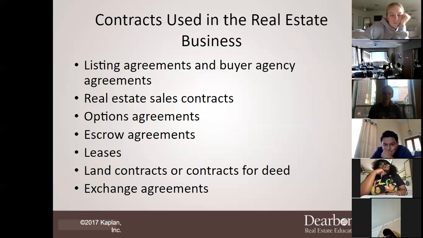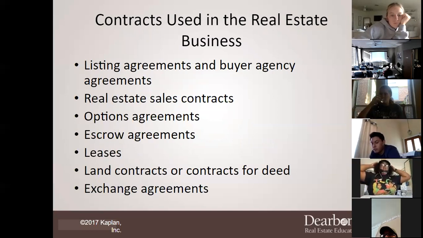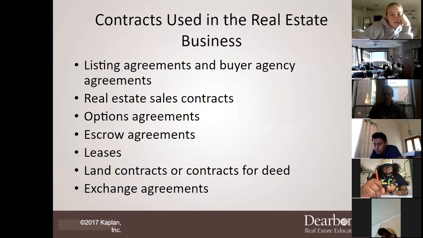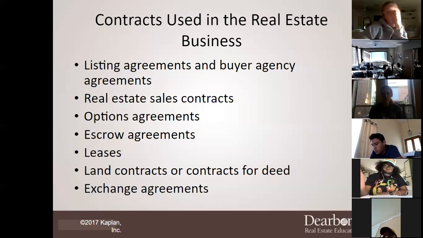Contracts used in the real estate business. Now we're getting into the fun stuff. There can be a listing agreement and buyer agency agreement. And I believe we go into more detail a little later. All of these will be in the next class too. So there can be a listing agreement that's going to be between the broker and the seller. Buyer agency agreement that's going to be between the broker and the buyer. Real estate sales contracts, that's the number one pretty much. 90% of your transactions are probably going to be real estate sales contracts.